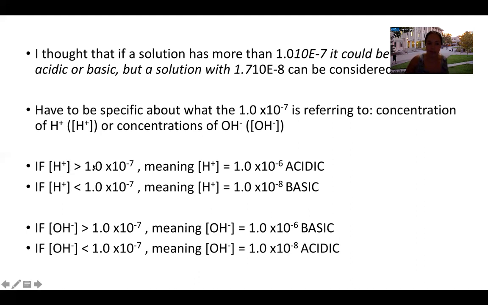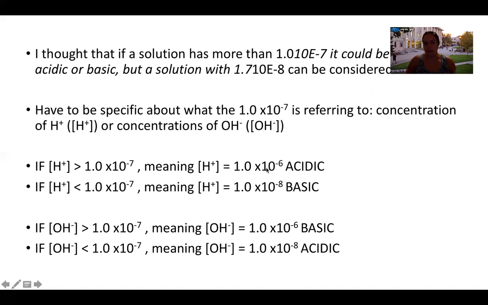So if we have a concentration that's greater than this times 10 to the minus 7th, that means the H plus concentration is something like this. I only put this as an example because I want you to realize that these are negative numbers, so this number is actually bigger than this number. If you wrote out the full number, you would see that this is a point and then 5 zeros and then 1. And this number is a decimal point and then 6 zeros and 1. So 1.0 times 10 to the minus 6 is actually bigger. And if that's true, it's acidic, okay?